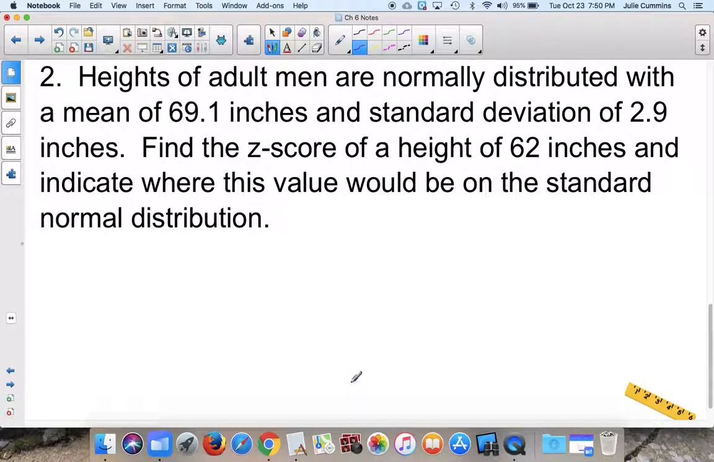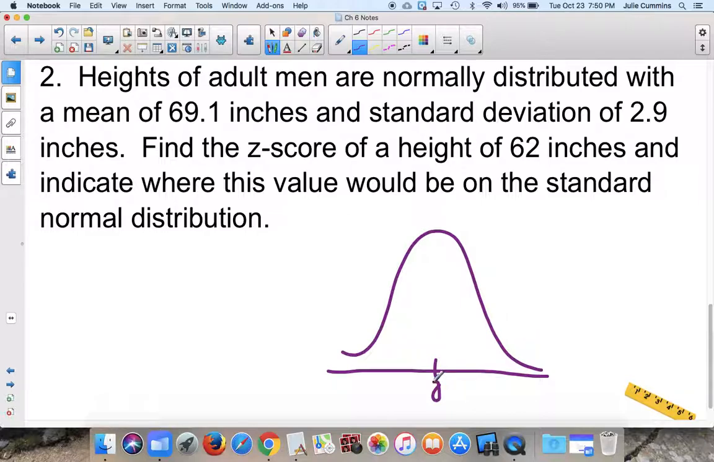So first, I'm going to draw this. Okay, so remember we're converting to the standard normal. So our mean is 0. We can be 1 standard deviation above, 2 or 3. 1 below, 2 below, 3 below. Now remember, you could be further than this. It's just unlikely. Doesn't happen a whole lot.